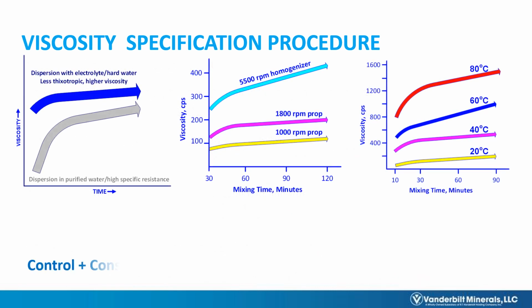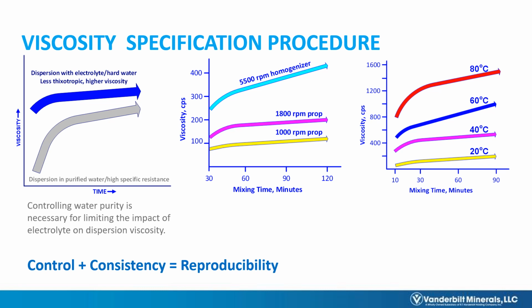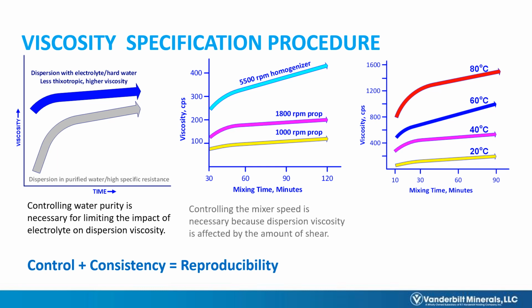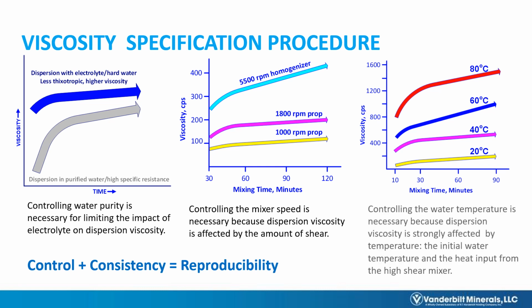Consistently controlling every step of the test method is the key to obtaining correct and reproducible results. Controlling water purity is necessary for limiting the impact of electrolyte on dispersion viscosity. Controlling the mixer speed is necessary because dispersion viscosity is affected by the amount of shear. Controlling the water temperature is necessary because dispersion viscosity is strongly affected by temperature. Both the initial water temperature and the heat input from the high shear mixer.